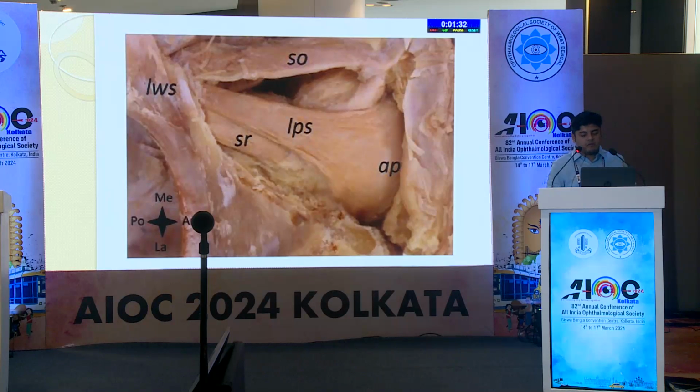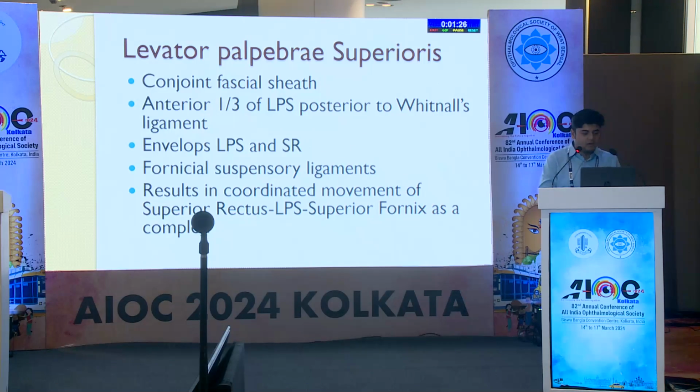Here we can see a diagram of the fan-shaped arrangement of the levator, the muscle, and the termination into the aponeurosis. It also has a conjoint fascial sheath, which is present in the anterior 1/3 of levator, posterior to the Whitnall's ligament. This fascial sheath envelops the levator, the superior rectus, and also inserts into the fornicial suspensory ligaments.